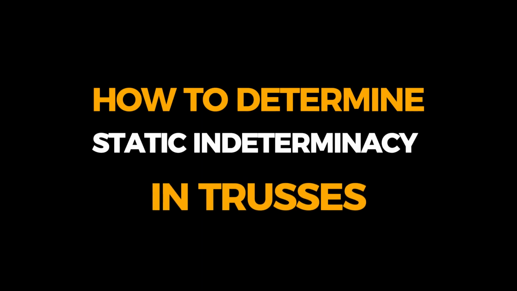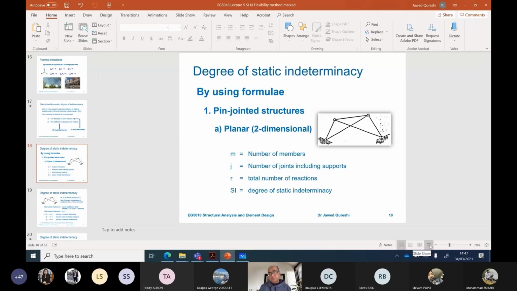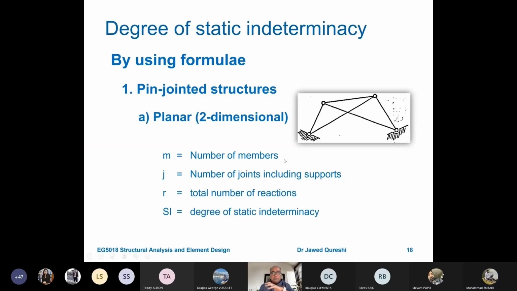How to determine static indeterminacy in pin-jointed structures? We use this formula. M is the number of members. When we have a lot of members, then we do not use this simple formula. J is the number of joints, including supports. R is the total number of reactions. SI is the degree of indeterminacy. Now this is for two-dimensional planar structures.